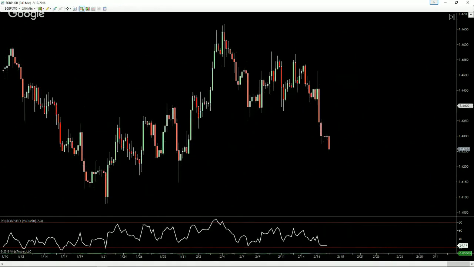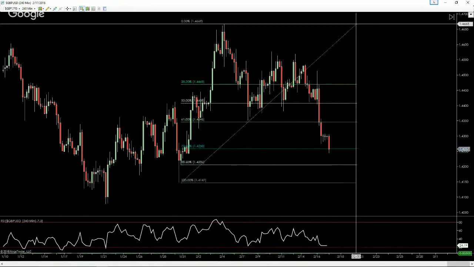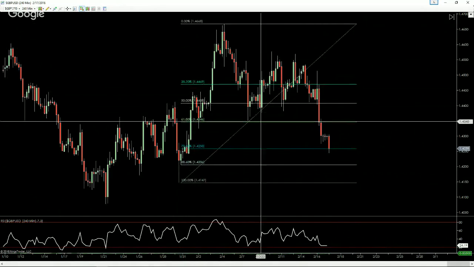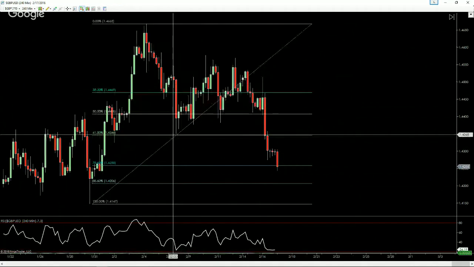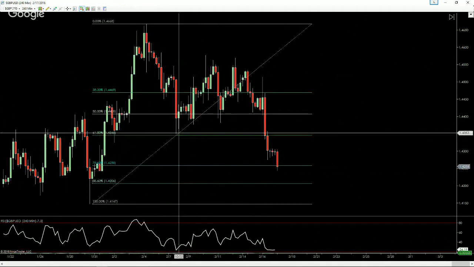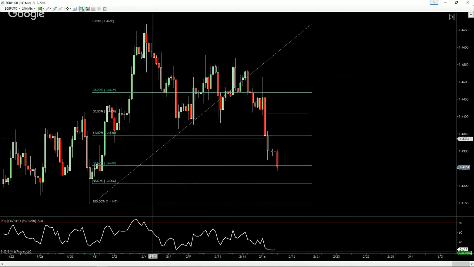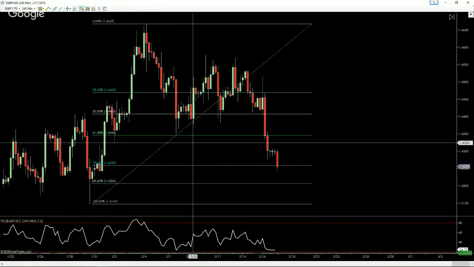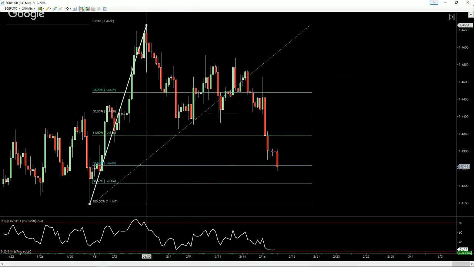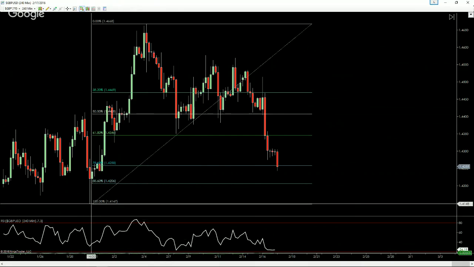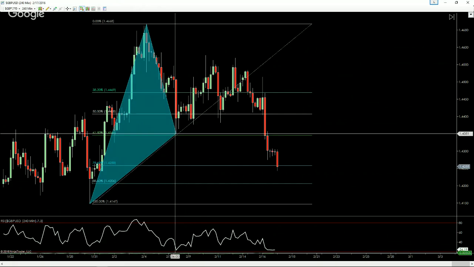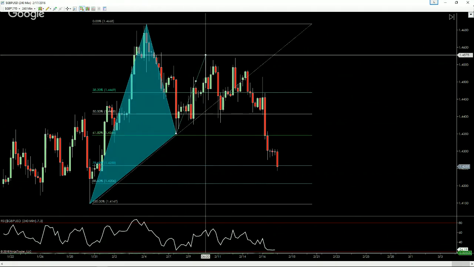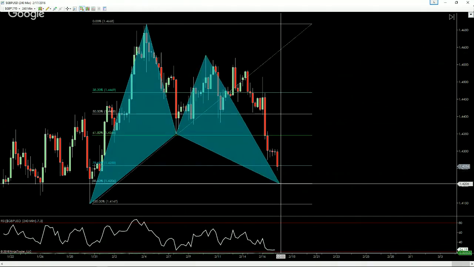240. We have, let's see what we have here. Oh, barely. We do have a bat pattern right there. With my data, it did miss the 618. So this is a bat pattern for me. And if we do this, X to E, A to B, B to C, and C to D completion.